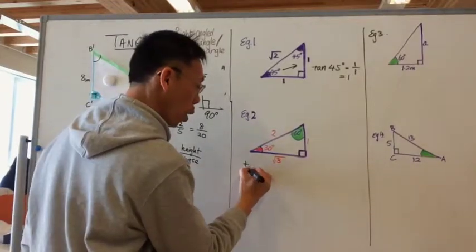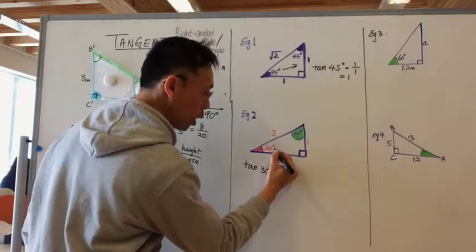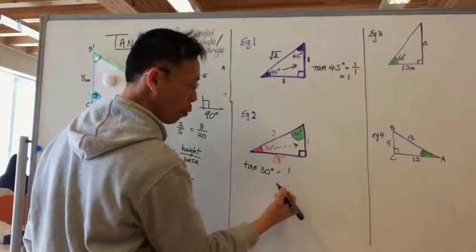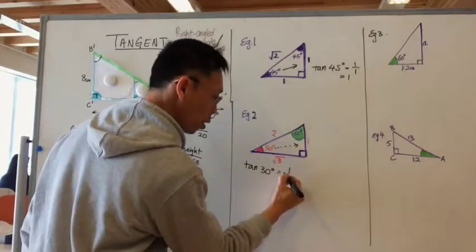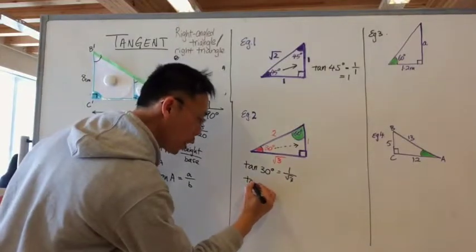So we try the first one. How about tangent 30 degree? Tangent 30 degree over here, the opposite here is 1. Very good. And the base is square root of 3. And how about tangent 60?